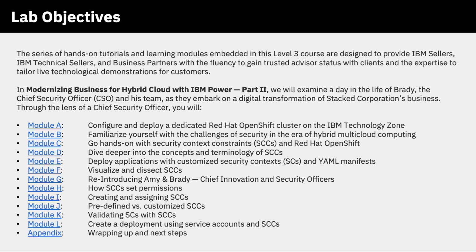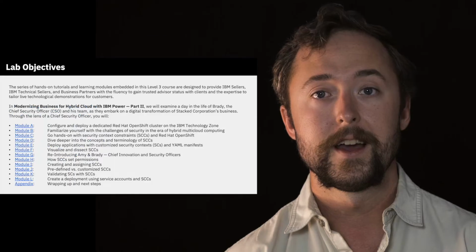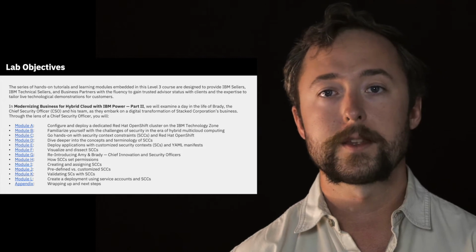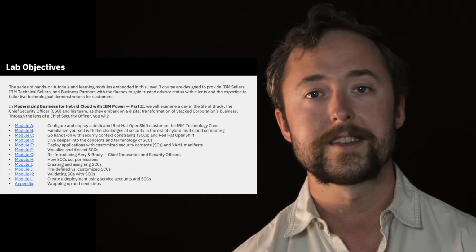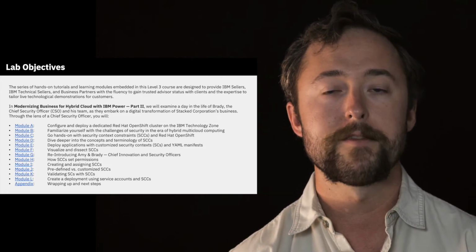In Module A, you'll configure and deploy your OpenShift cluster on the IBM Technology Zone. In Module B, you'll familiarize yourself with the challenges of security in the era of hybrid multi-cloud computing. In Module C, we'll go hands-on with security context constraints, SCCs, and Red Hat OpenShift. In Module D, you'll be digging deeper into the concepts and the terminologies around SCCs. And in Module E, you'll deploy applications with customized security contexts, or SCs, and using YAML manifests.